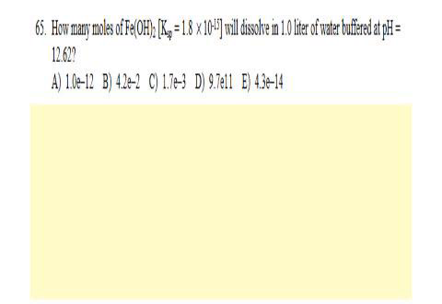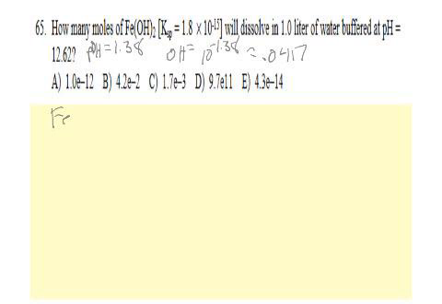How many moles, not molarity, of Fe(OH)2, Ksp equals blah, will dissolve in 1 liter of water buffered at pH equals 12.62? So if my pH is 12.62, then pOH equals 1.38. I hope. Yes. So that means OH negative equals 10 to the negative 1.38. That's pretty big. Second log negative 1.38 is 0.0417.